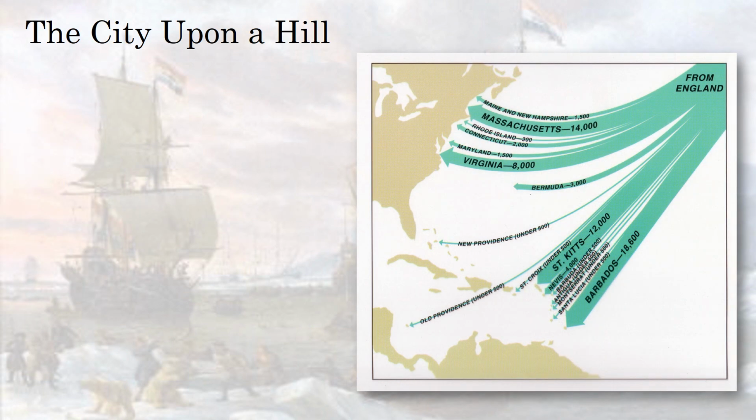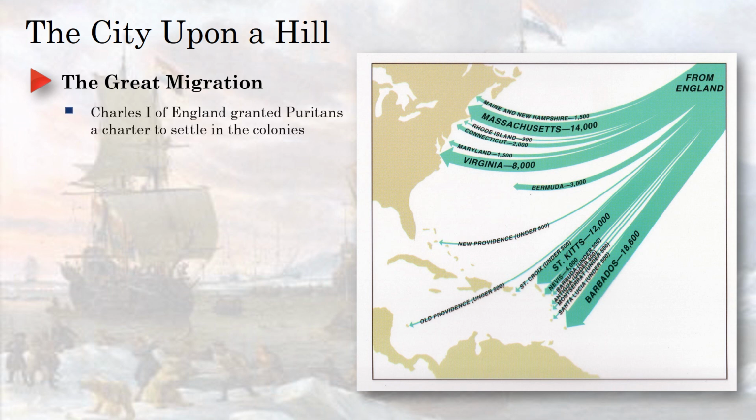Well, with the success of the Plymouth Plantation, other Puritans in England decide that it's their time to get out and to make landfall and make a new life for themselves in the New World. And this is what's known as the Great Migration. Charles I of England granted the Puritans a charter to go and to settle in the colonies.